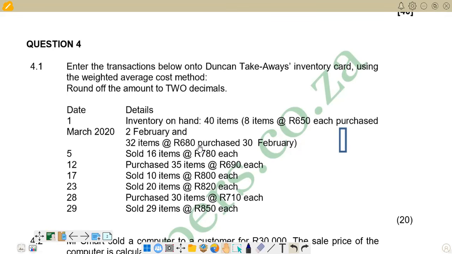Today we want to look at a question paper. Still working on a question paper of November 2022. So we are going to look at question 4 according to that question paper. And this question paper is on the valuation using the weighted average cost method.